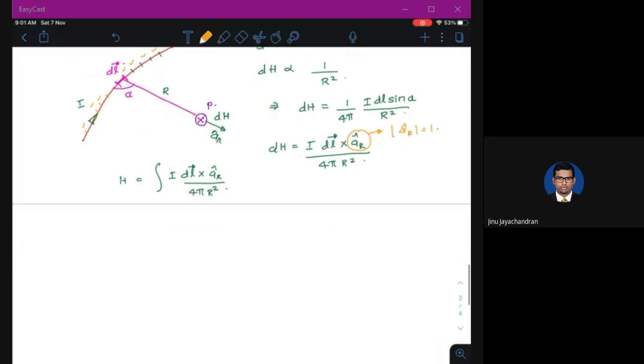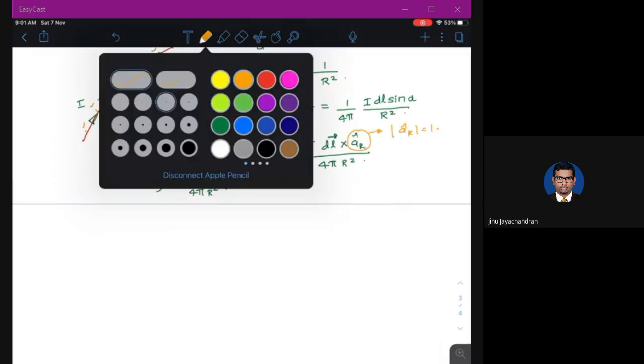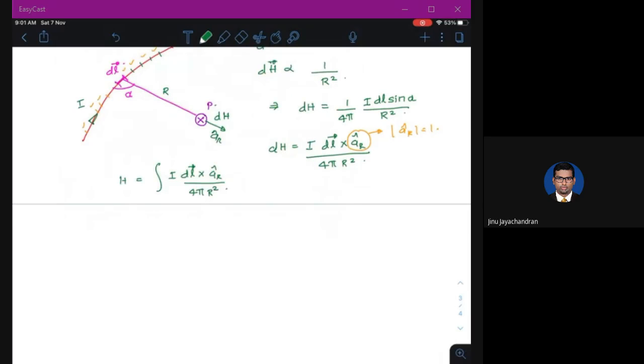Now, the magnetic field H is actually a vector. It is not a scalar, it is a vector, because the cross product will always give you a vector. So what is the direction of H? The direction of H is, if you curl your finger along the path in which the current is moving, then the direction where the thumb points gives you the direction of the field.